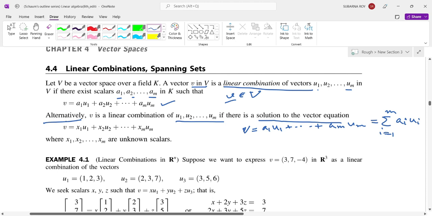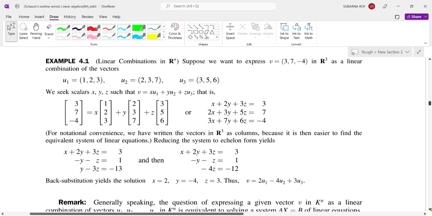So directly, if you can find the solution of this vector equation where x1, x2, ..., xm are unknowns, then we say that V is a linear combination of U1, U2, ..., Um. If there exists no solution x1, x2, ..., xm, then V is not a linear combination of U1, U2, ..., Um. So let us take one example.